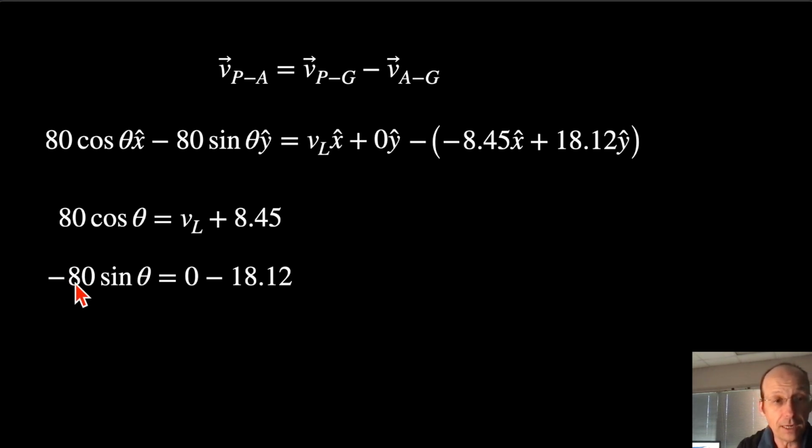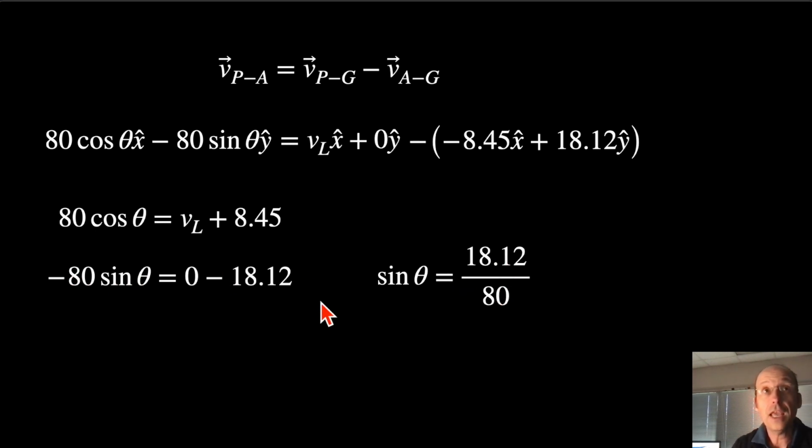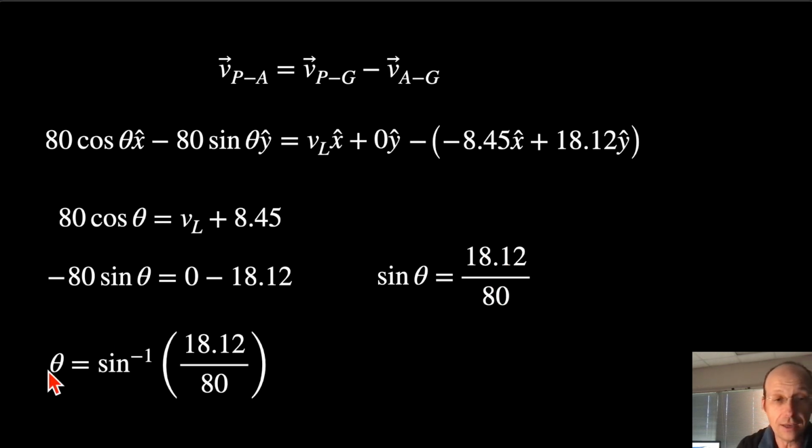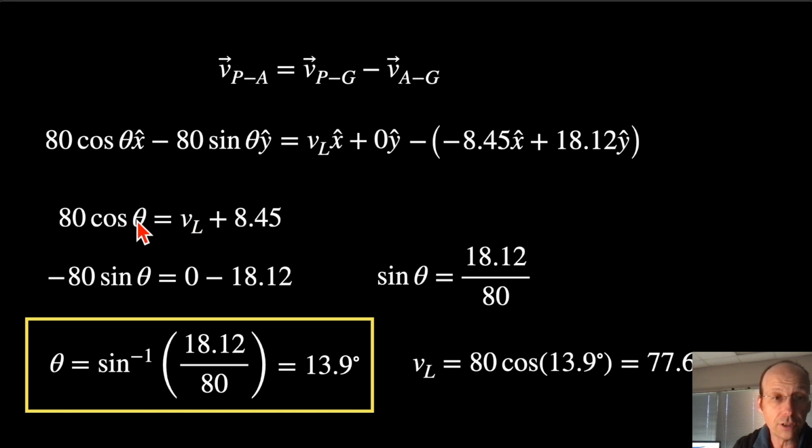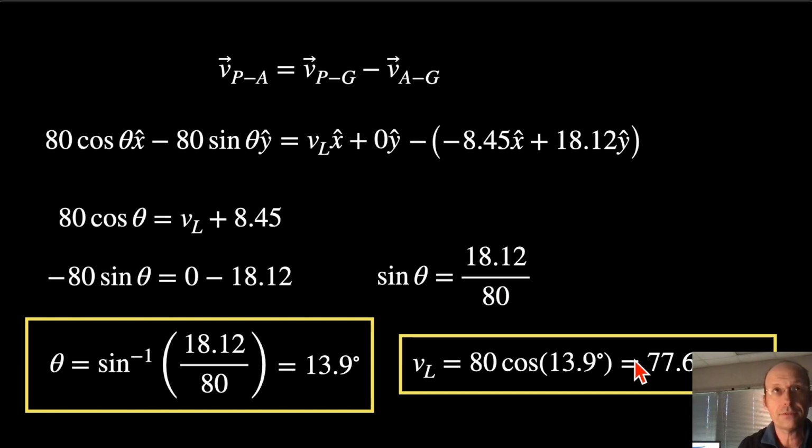So if I divide both sides by negative 80, I get sine theta is 18.12 divided by 80, the negative signs canceled. If I take the inverse sine of both sides, I get theta, and I get 13.9. That's the answer, so I'm going to put a box around that. Now I can use this angle and go back up here, and I actually can solve for the landing velocity. So if I put in theta is 13.9, I get cosine theta... oh, I made another mistake. I forgot to subtract off that to get the VL. But there you go. That's the landing velocity. And I cut it off with my face anyway, so who cares? But you get the idea. Box, even though it's wrong.